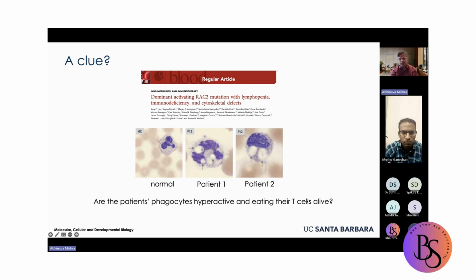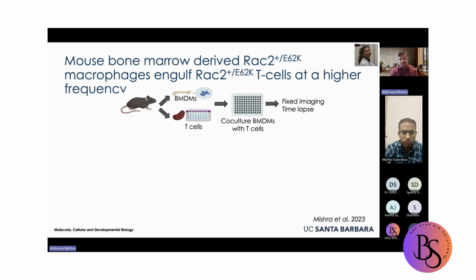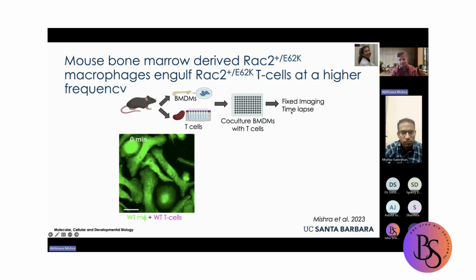So to address this question, we got their mouse model, and then we isolated bone marrow-derived macrophages from their mouse femur, but also harvested the spleen and then isolated the T cells. And we did a co-culture of the macrophages with the T cells and did a fixed and time-lapse live imaging to see what happens. And in the co-culture, we have wild-type macrophages with the wild-type T cells.